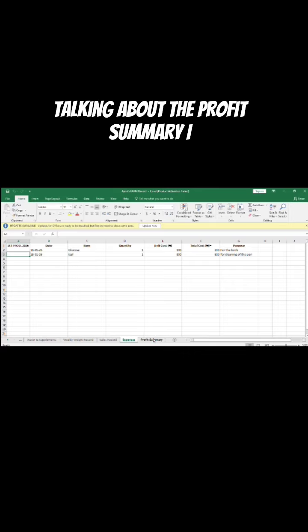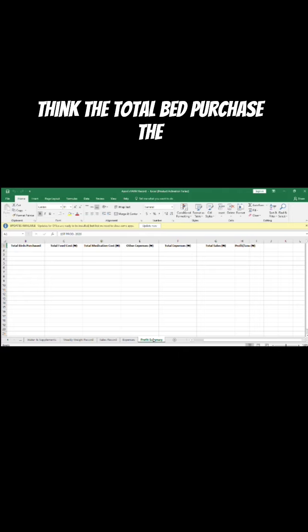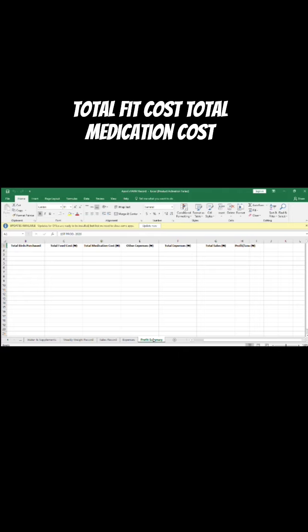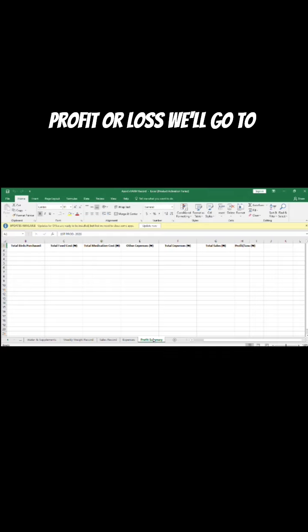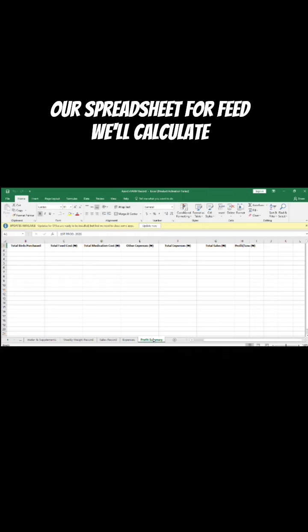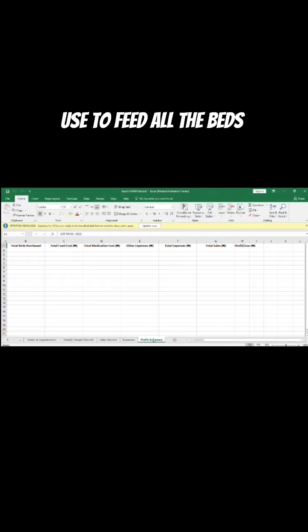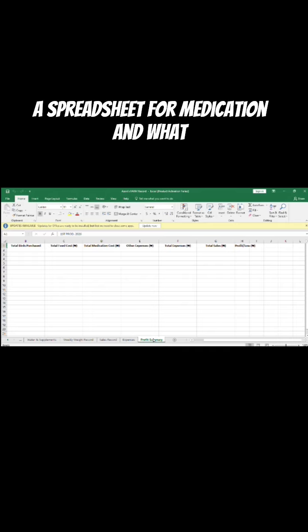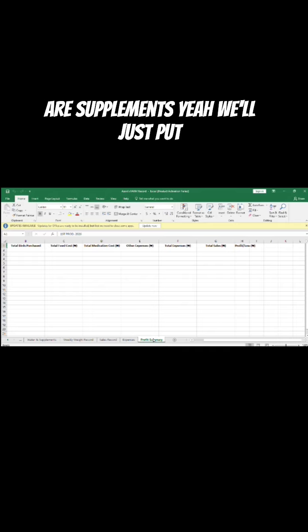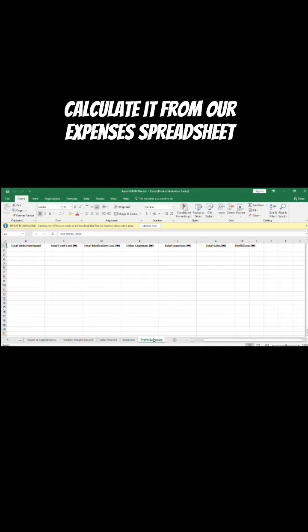The last sheet is the profit summary. That is the total birds purchase, the total feed cost, total medication cost, other expenses, and total sale, profit or loss. We'll go to our spreadsheet for feed and calculate the total feed cost we used to feed all the birds, and the total medication cost. We have a spreadsheet for medication and water and supplements, so we'll just put that there. The other expenses we'll calculate from our expenses spreadsheet.